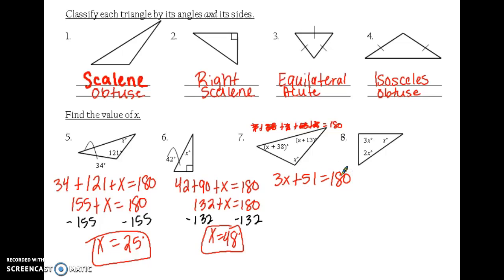And now I have a two-step equation. Subtract 51 from both sides. 3x equals 129. Divide by 3 on both sides. X equals 43.